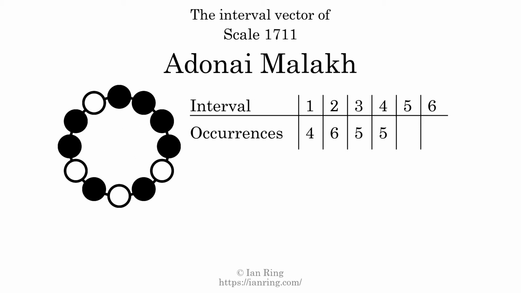There are five intervals with the size of four semitones. They are here, here, here, here, and here. There are six intervals with the size of five semitones. They are here, here, here, here, here, and here. There are two intervals with the size of six semitones. They are here and here. Each interval does not appear in this scale a unique number of times, so this is not a deep scale.